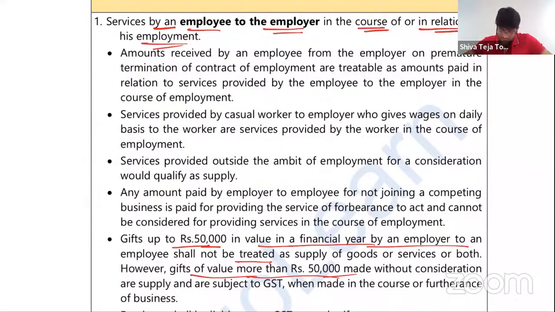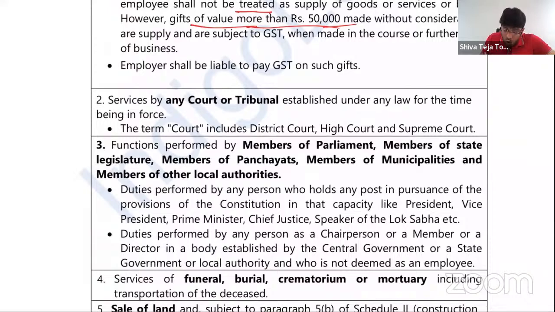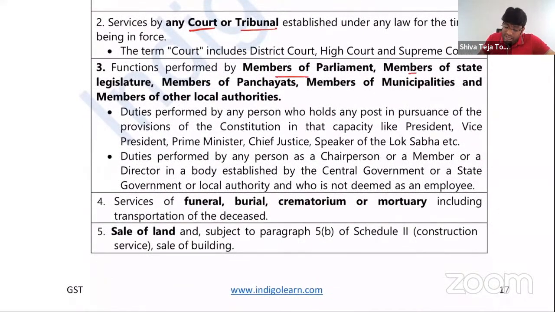Clear? Next point. Services by court or tribunal. Next. Functions performed by MPs, MLAs, Parliament, Prime Minister, President, Chief Justice, Speaker. These all services are neither regarded as supply of goods nor regarded as supply of services. Next one. Funeral, burial, crematorium, mortuary, including transportation of deceased. Next. Sale of land and sale of building. That is also not supply of service, not supply of goods.